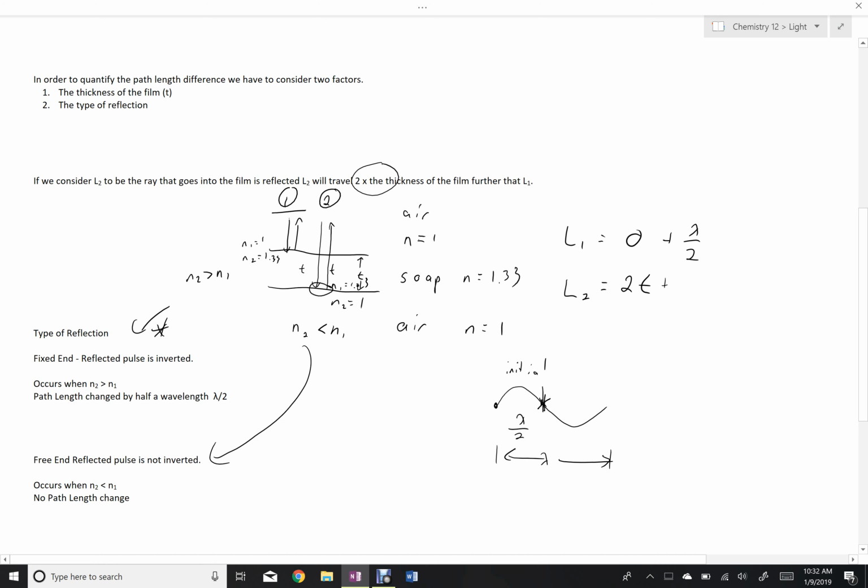As a result, when I'm considering the path length, the reflected wave is not inverted, and there is no path length associated with an inversion. We just leave it alone, or we put a 0 in. Then we can create a predicted path length difference based on our specific situation here. So this one doesn't go in, this one does go in, and the resulting difference in travel for the light can be represented by 2t minus half a wavelength.